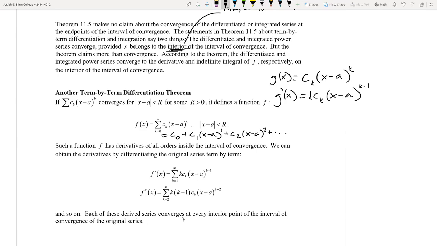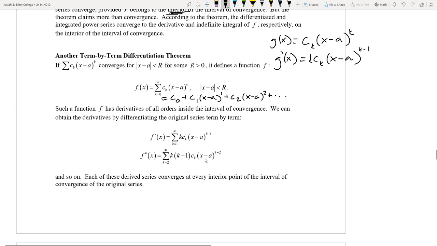And they converge at every interior point on the interval of convergence. So we get a nice consistent derivative. It'll always look the same. The only things that'll change are what c sub k is actually equal to, and we'll have an a in there.